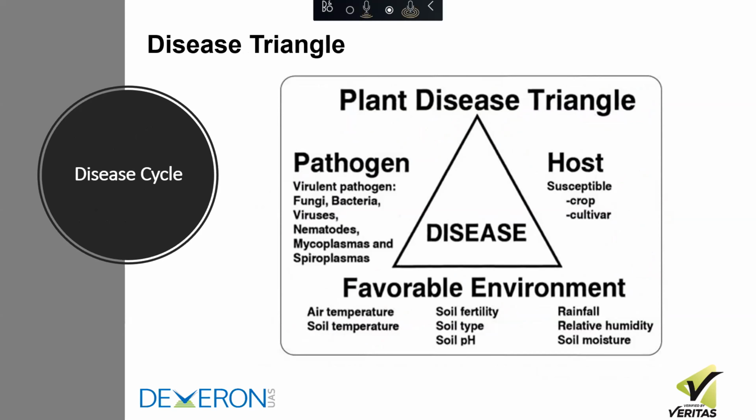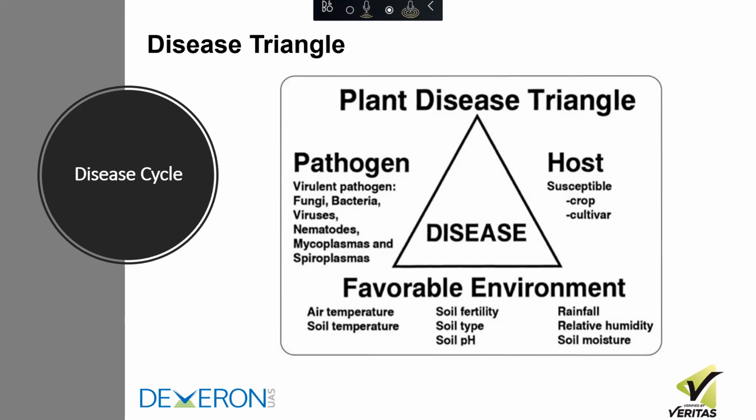Same with the host. For example, corn is not susceptible to white mold. So if you've got corn in your field, you don't have to worry about white mold. Likewise, on the host, even variety can have some sensitivities. So some varieties are more susceptible than others. So you need to be able to understand that you have to have both the pathogen and the host.